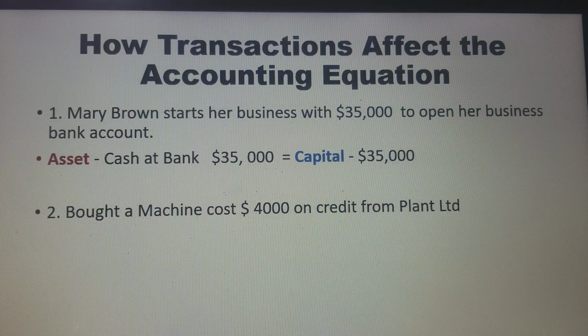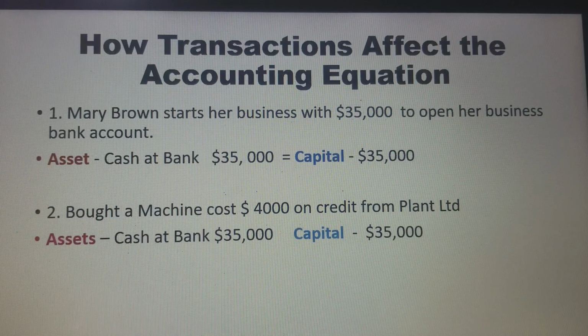Look at the next transaction. Bought a machine costing $4,000 on credit from Plant Limited. How will this affect the accounting equation? Let's see. We are buying a machine, but no money movement is being done in terms of cash, we are buying it on credit, and therefore cash at bank will remain $35,000 and capital will remain $35,000.